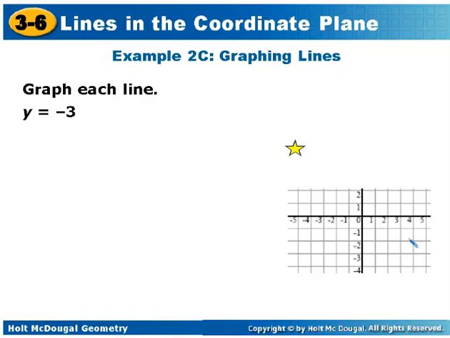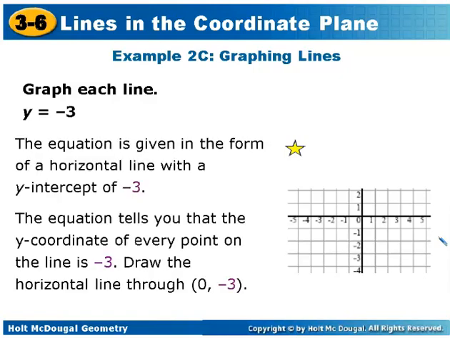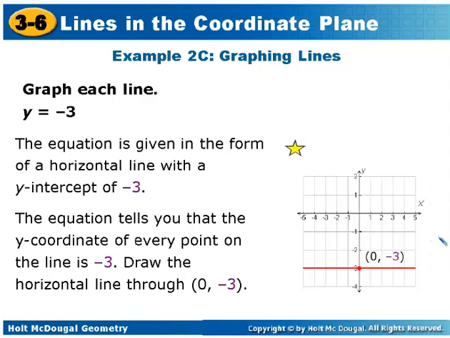Okay, we're going to graph this one. Now look what I have. This says y is equal to -3. I'm going to go ahead and find real quick where y is equal to -3, and that's right here. It tells me that I have a horizontal line. Okay, a horizontal line right here. All right, so if I draw it, this is what I get.